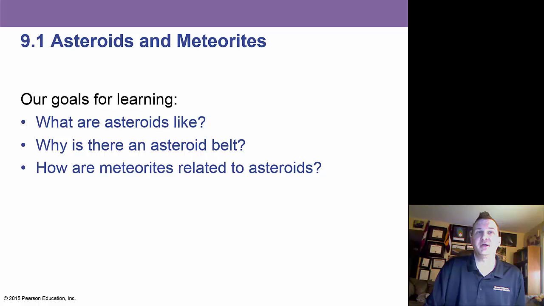Our goals for learning in this chapter are: what are asteroids like? Why is there an asteroid belt? And how are meteorites related to asteroids?